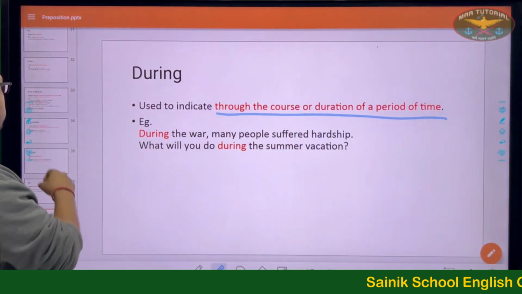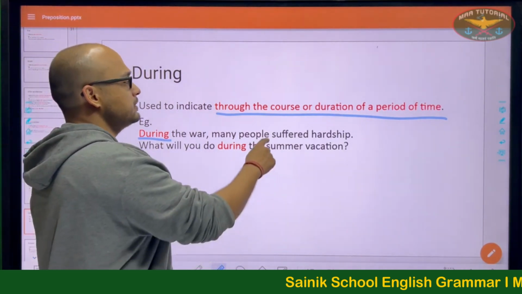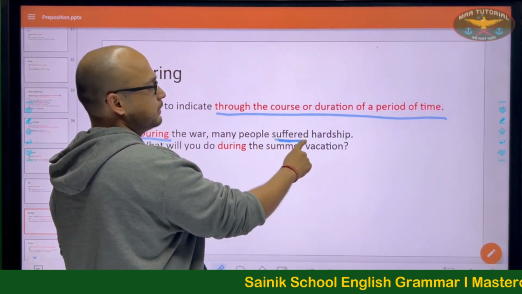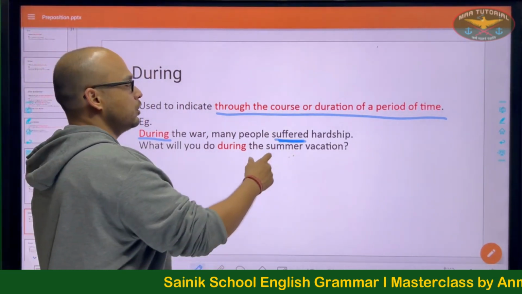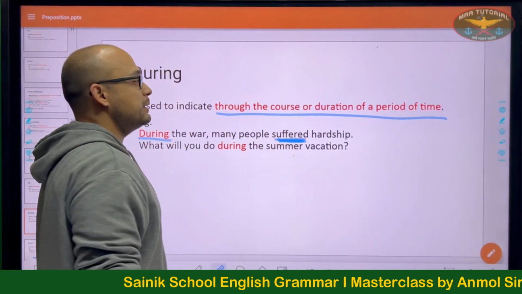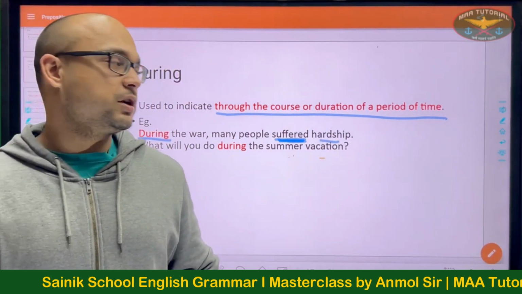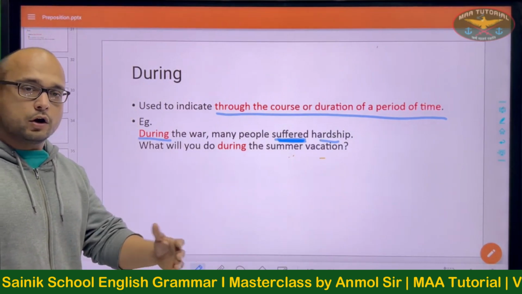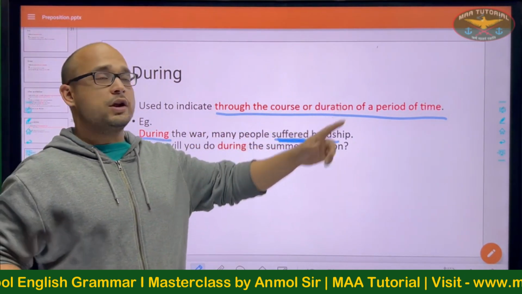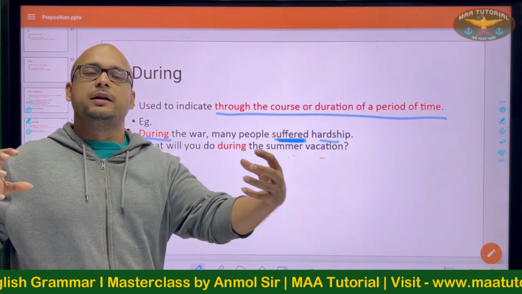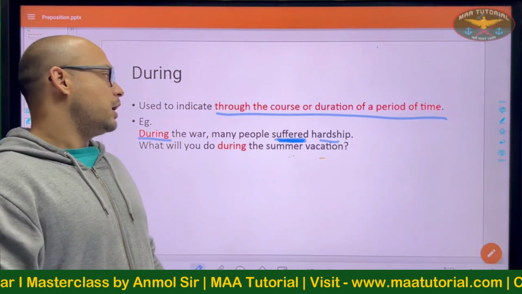For example, during the war, many people suffered hardship. Suffered means that they were very troubled with it. If something bad is happening to you and you're not liking it, that is called suffering. Hardship means difficult things, difficulties in life. During the war, when the war was going on, all throughout the time period of the war, many people suffered hardship.